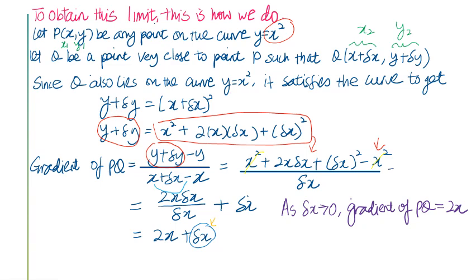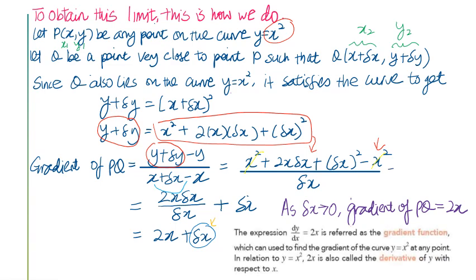So the gradient of PQ becomes 2x. Therefore the gradient of PQ goes to 2x. The expression 2x is the derivative, which is dy/dx. It's the gradient function that we talked about just now in the beginning, in the example that I gave you. It can be used to find the gradient of the curve y equals x squared at any point. So therefore 2x is called the derivative of y with respect to x, or dy/dx, or the gradient function for the curve y equals x squared.